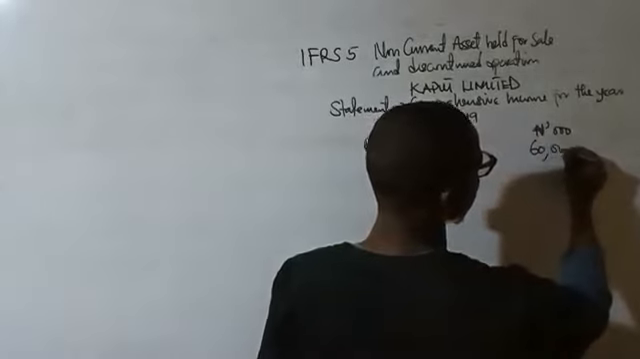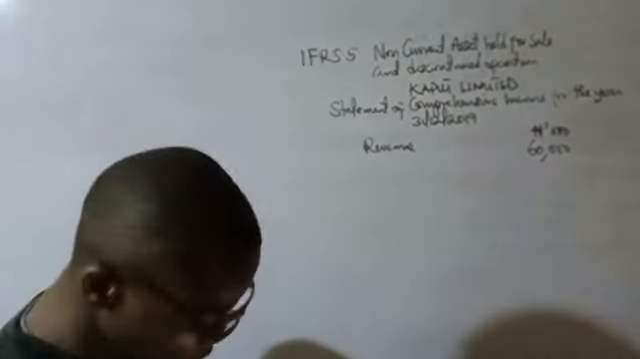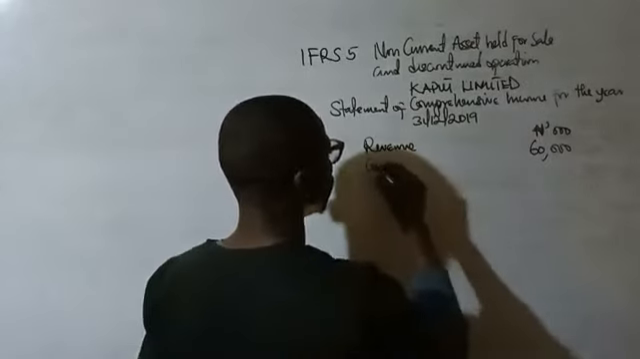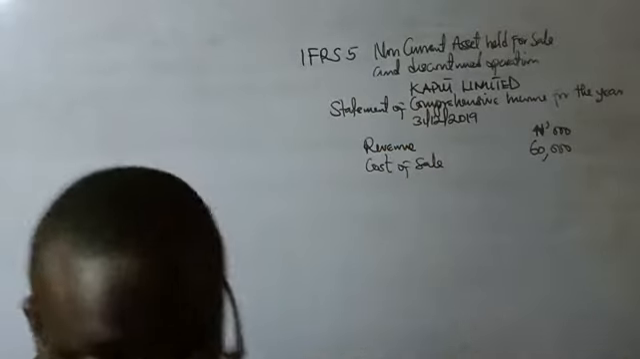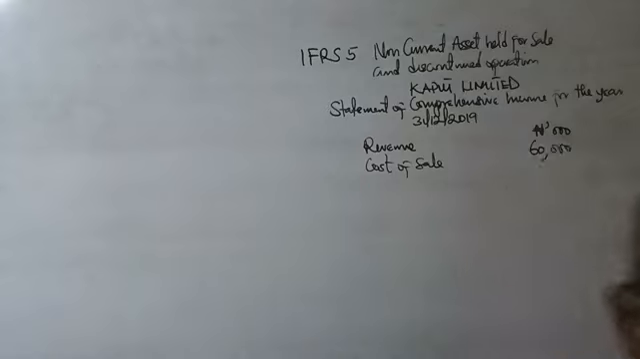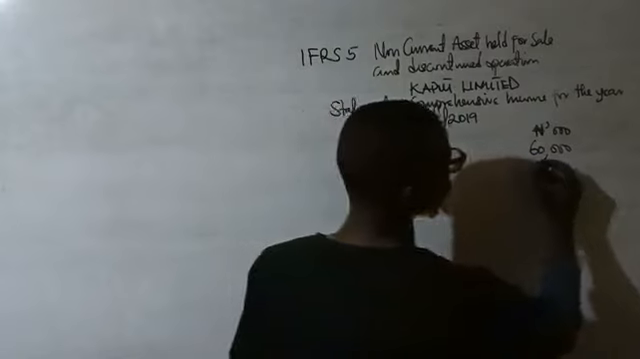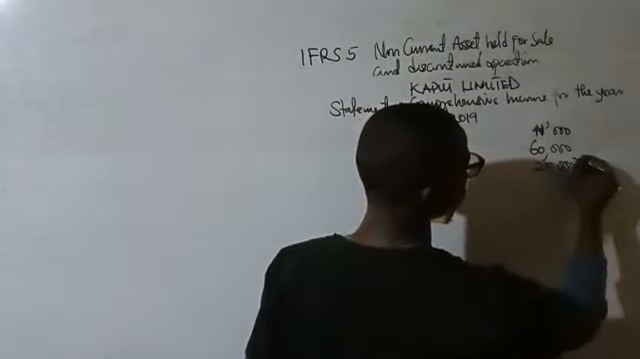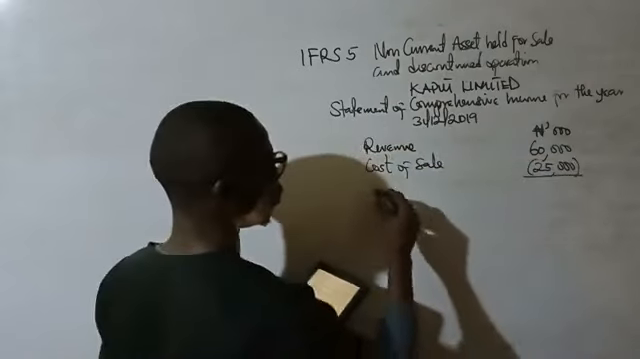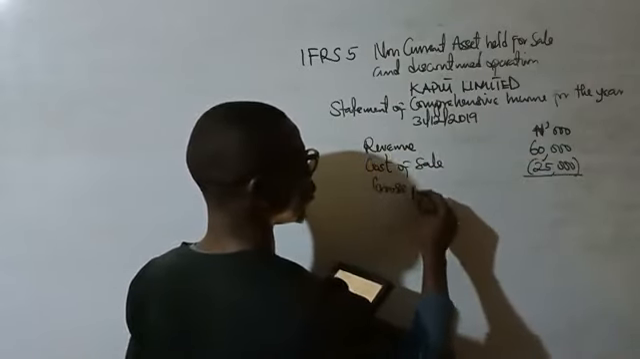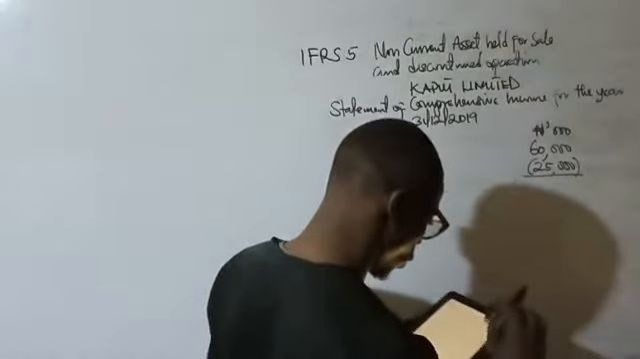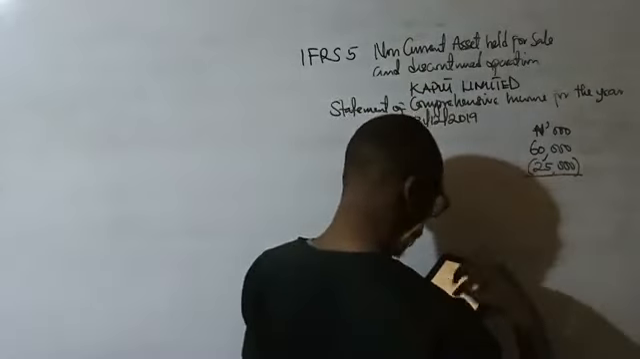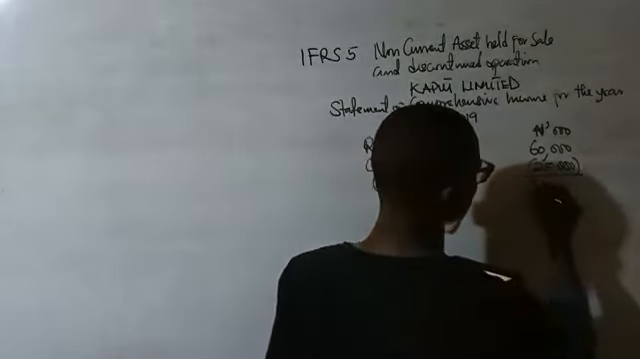So we have 60. Am I communicating? 60. What's the cost of sales? We are managing it. Okay. So what's the cost of sales? The cost of sales is 25. So that means we get the gross profit. We give you a gross profit of how much? 35.